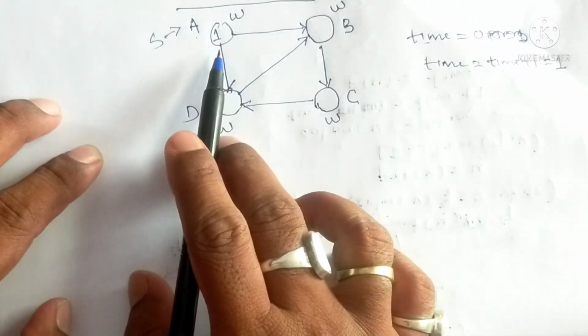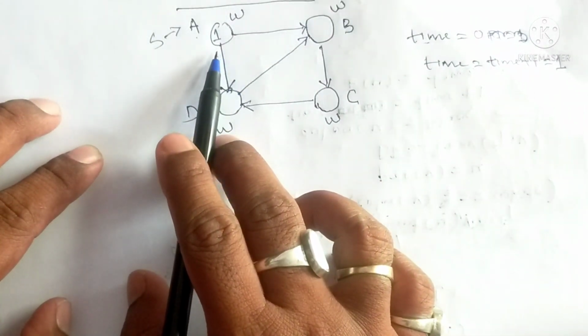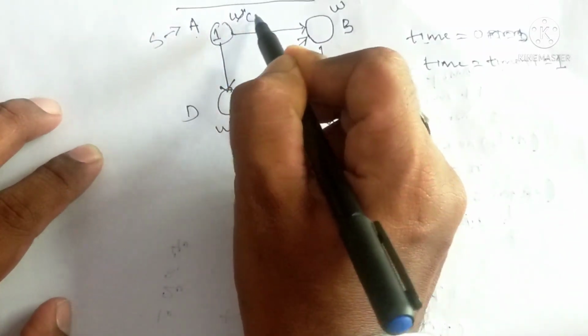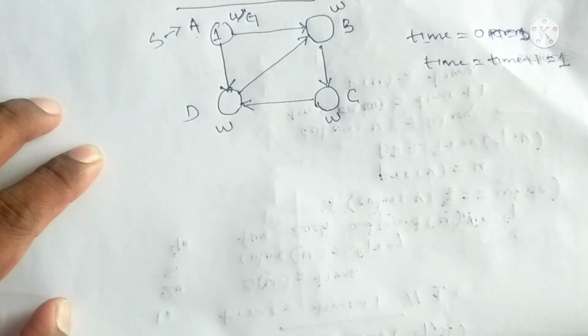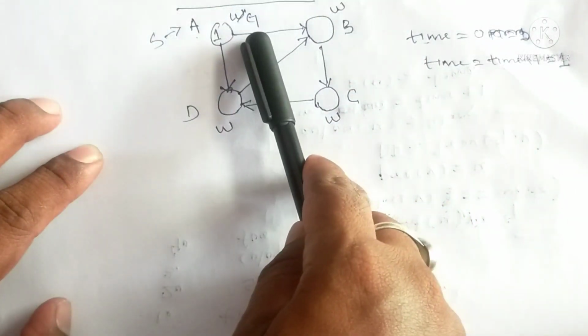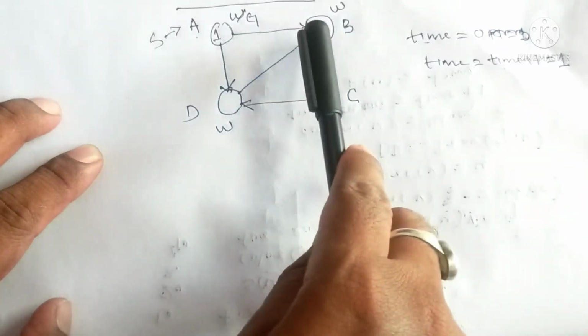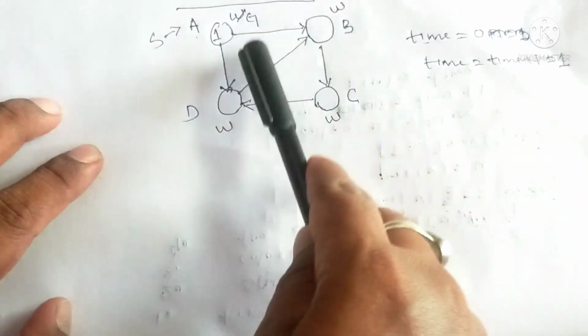Then the next step, what will you do? After assigning the starting time, change the color to gray. So the white color is now changed to gray color. The vertex is now painted gray. Then find the adjacent vertices of A. I can find the adjacent of A as B or as D.